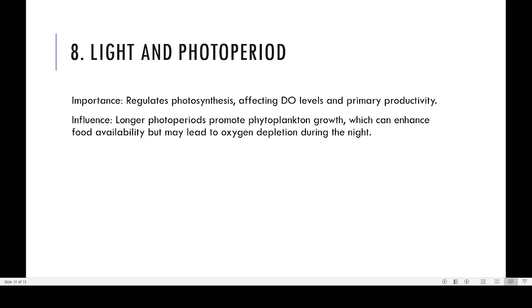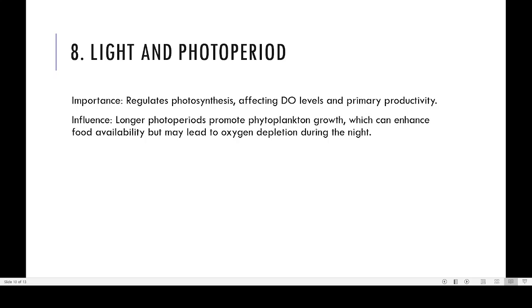A longer photoperiod promotes planktonic growth. Photoperiod means the length of the day. Sometimes in Kerala we have almost a 12-hour day and 12-hour night. But if you have friends in Europe, they will be telling that they have less daytime. Most of the time it will be night. So that is how the winter will be there. So a longer photoperiod promotes phytoplankton.